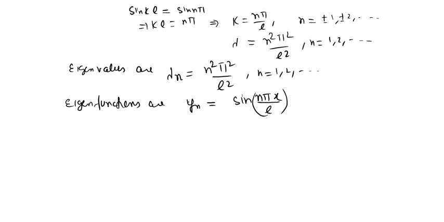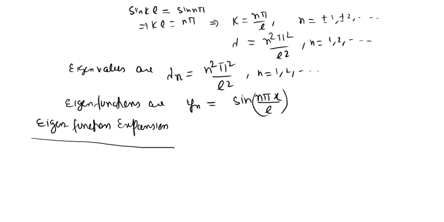So one part we have solved, that we have found eigenvalues and corresponding eigenfunctions. Okay, so now I move to the second part. The second part is we need to write the eigenfunction expansion of a given function f.